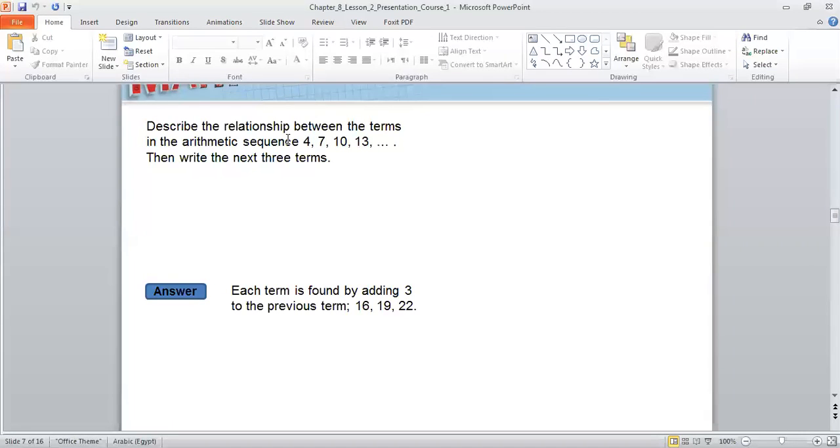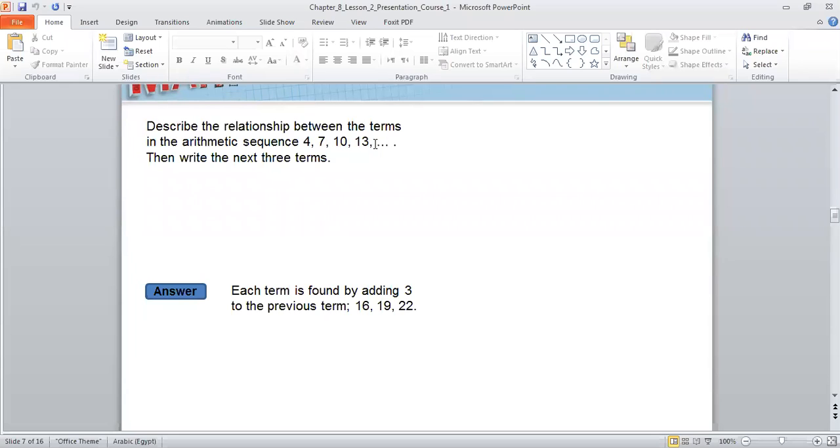So what we will do, I can see that from 4 to 7, I add 3. From 7 to 10, I add another 3. From 10 to 13, I add 3. So every time, I will add 3. In this arithmetic sequence, I add 3 every time.